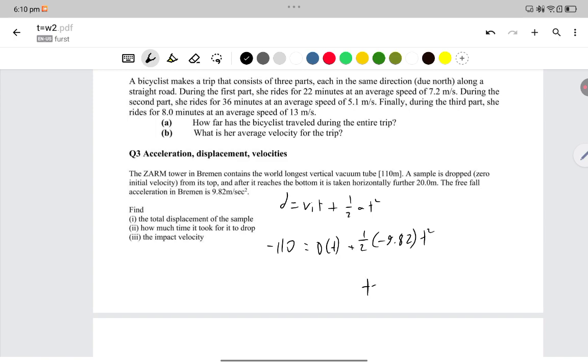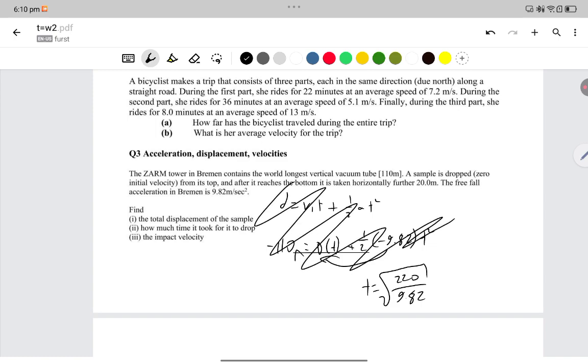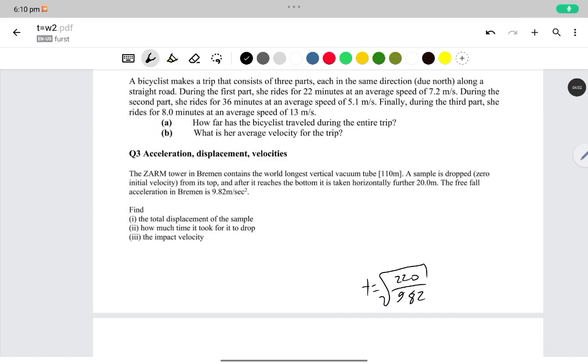So t equals the square root of 220 over 9.82. Right? Because you multiply both sides by 2, you divide both sides by 9.82, and then to get rid of the t squared, you square root it. Okay? And putting that in my calculator, it's about 4.73. So let's note that, 4.73. Maybe it'll be useful for the next part.